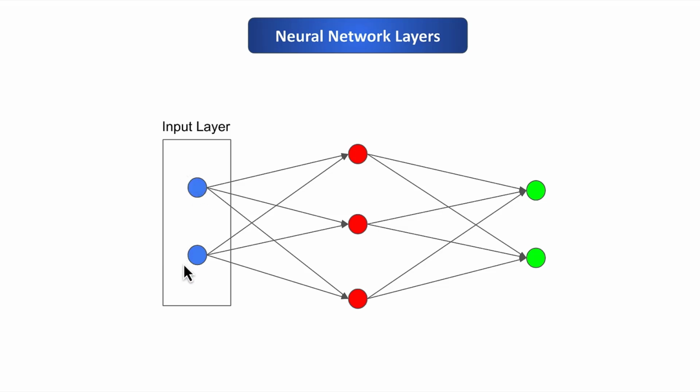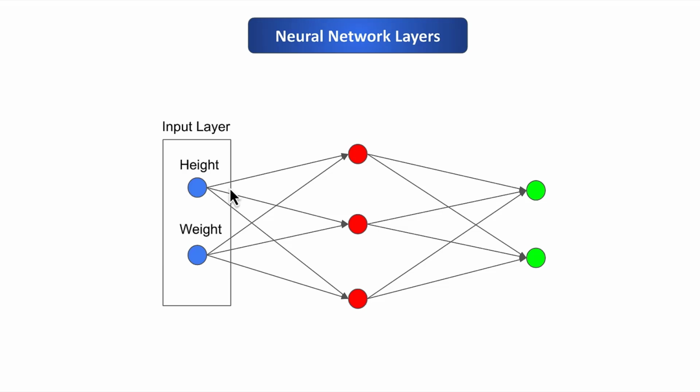And as the name suggests, at this input layer we are going to pass input data to our model for training. So let's say we want to train a machine learning model to predict gender of a person based upon his height and weight. So in that case, we are going to pass the height and weight of person to our neural network at the input layer. So this is the first type of layer inside a neural network.